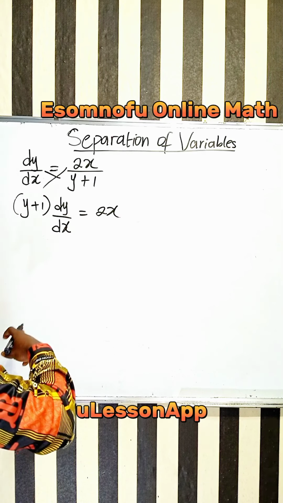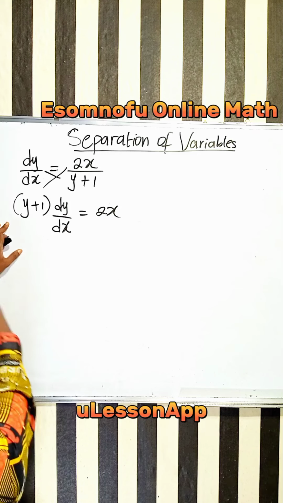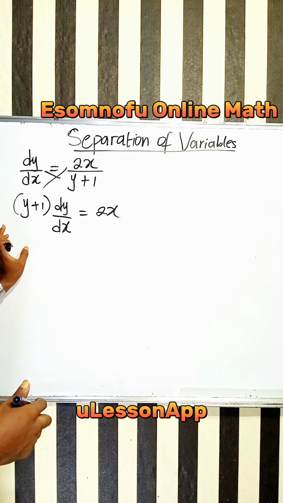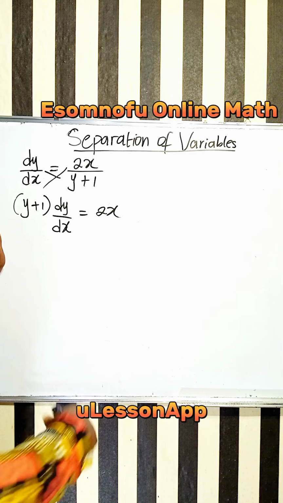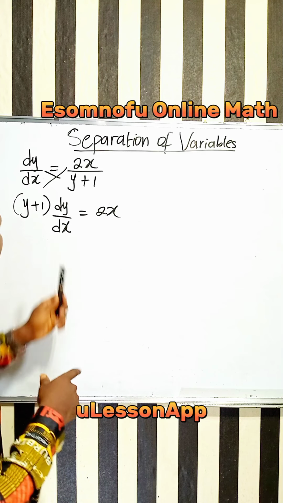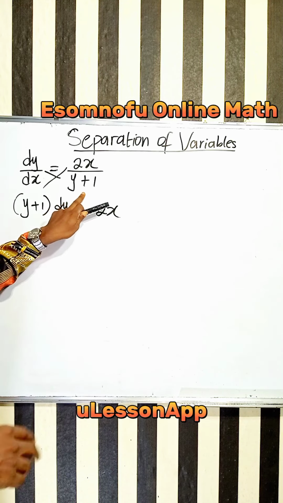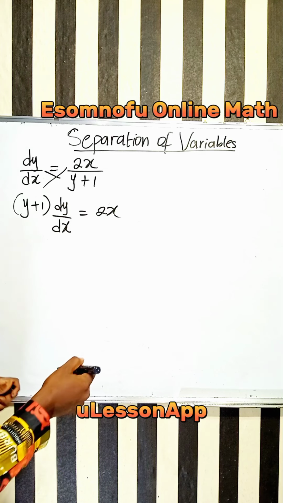Now, the next thing to do here is to integrate both sides, okay? Let us integrate both sides because carefully we have separated y from x. The y is now at the left-hand side and x is now at the right-hand side. If you don't want to cross multiply, you can multiply both sides by y plus 1 so that this y plus 1 here will be cancelled out.